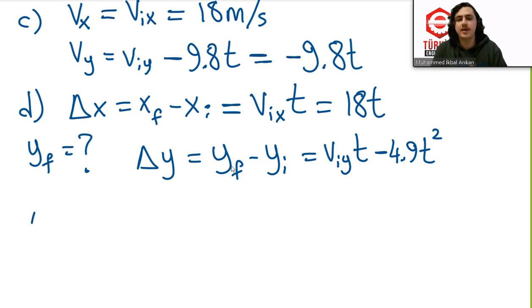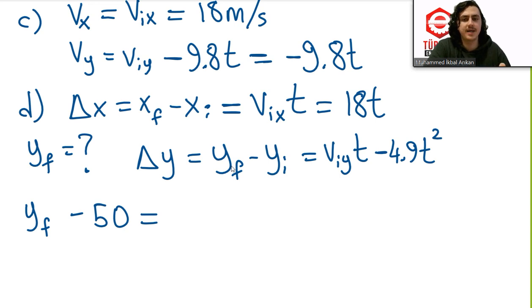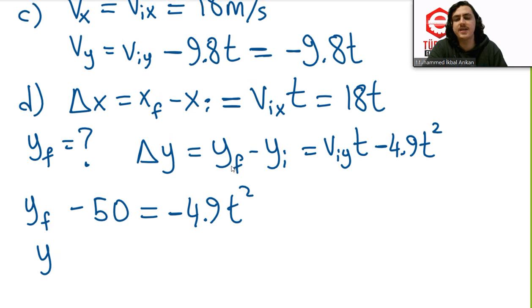So what about y initial? Y final minus y initial, and I know the y initial. It's actually 50. So that will be equal to v initial in y times time. Actually, this one is equal to 0. So I will get only negative 4.9 times t squared. So y final, or you can say just y, as a function of time will be the initial point 50 plus, or minus, here I have minus 4.9 times t squared.